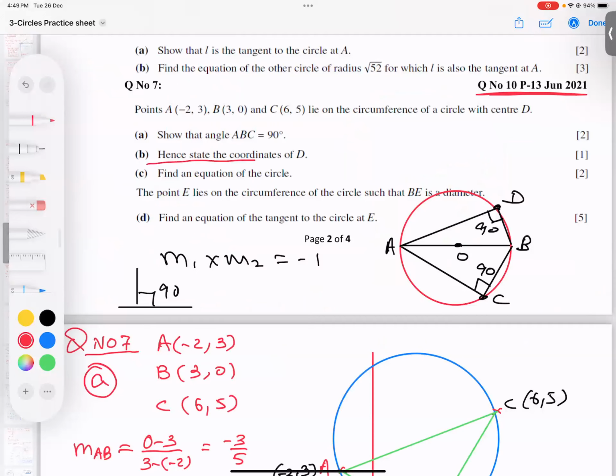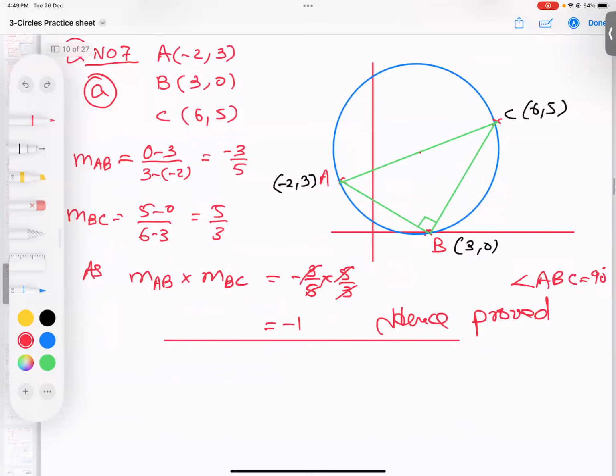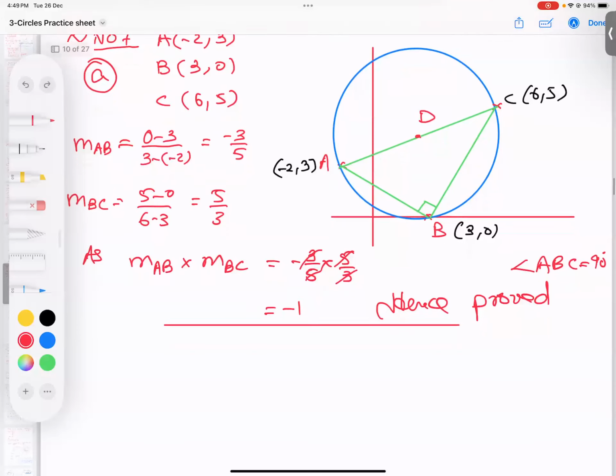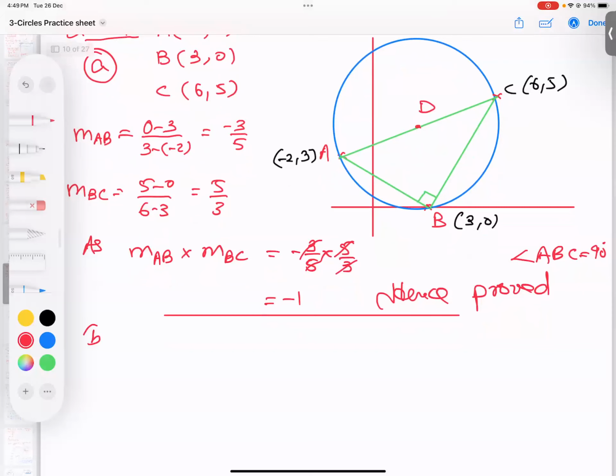Part B, find out the coordinate of D. Common sense, as he mentioned that D is the center of the circle. So D is the center of the circle, and the gap C to D and the gap D to A are equal to each other. So I will use the midpoint coordinate formula: x1 plus x2 divided by 2, and same approach, y1 plus y2 divided by 2. Okay, students?